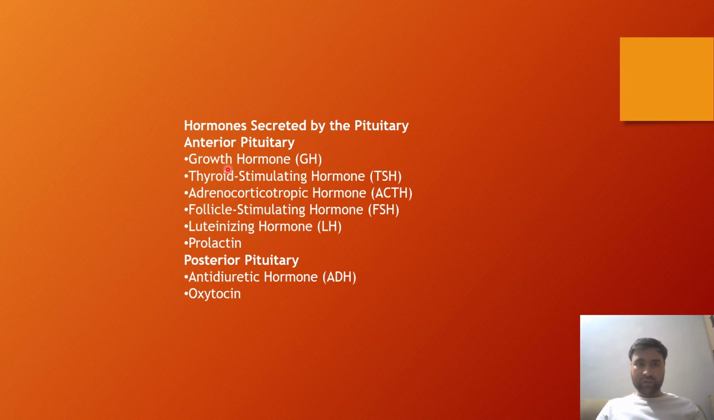These are: from anterior pituitary, growth hormone, thyroid stimulating hormone that stimulates the thyroid to produce T3 and T4, adrenocorticotropic hormone ACTH. ACTH causes the production of cortisol from the adrenal glands. Then follicle stimulating hormone FSH. It causes spermatogenesis in the males, while luteinizing hormone LH, it causes testosterone production in the males. Then prolactin. Then posterior pituitary releases actually antidiuretic hormone and oxytocin.